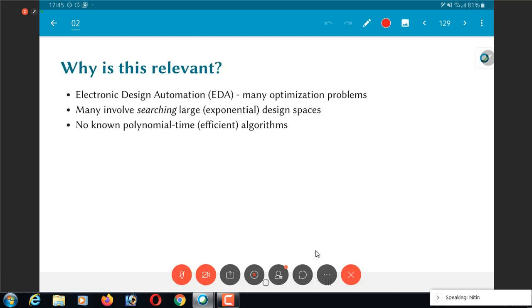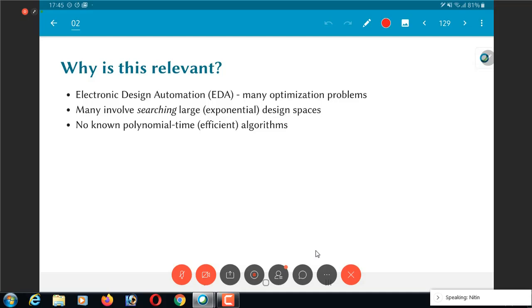Why this is relevant in our context is that electronic design automation, which includes this whole problem of mapping DSP algorithms to architectures, involves many optimization problems. That includes scheduling and so on, as we will see later. Most of them involve searching large exponential design spaces, and there are no known polynomial time efficient algorithms for these. Which basically means you can say with a good degree of confidence that it is very unlikely that people will ever find polynomial time algorithms for these problems.